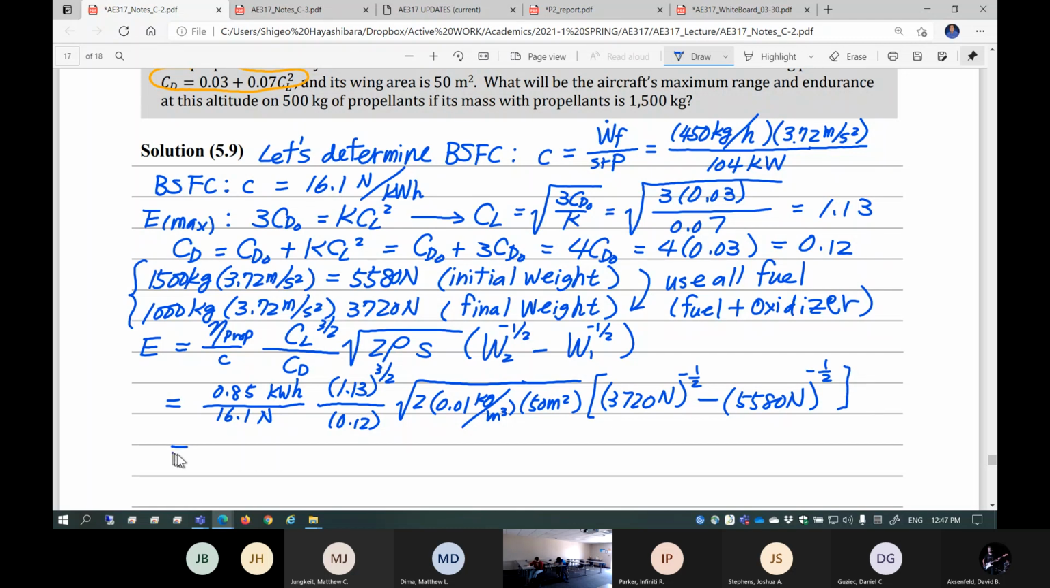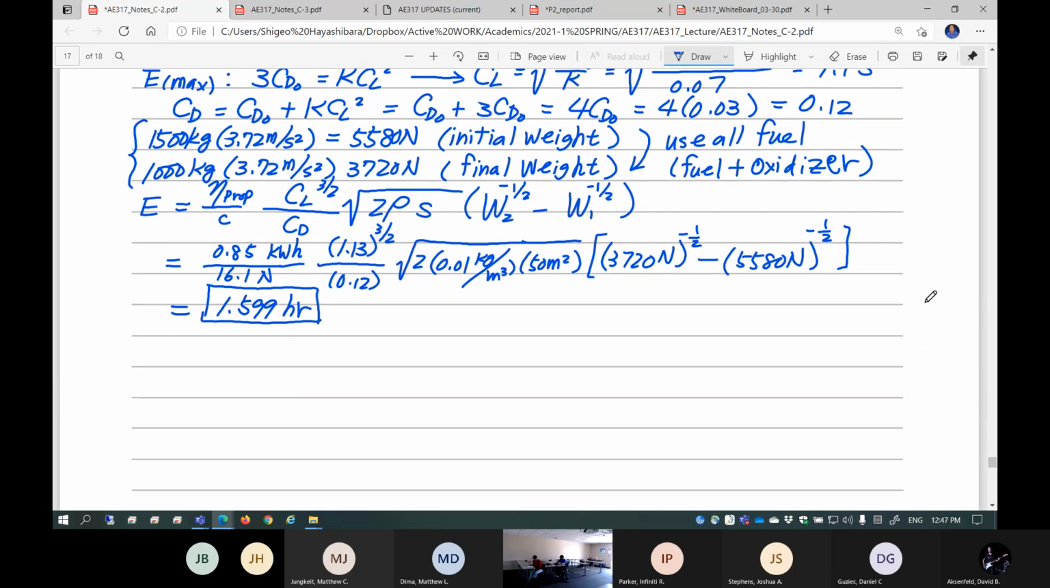If you compute through it, you should get hour, which is 1.599 hour. This is the maximum endurance. So that means you cannot even stay 2 hours. 1.59 hour. That's the maximum endurance on Mars. I'm not sure if I'm convinced, but yeah, it's reasonable.